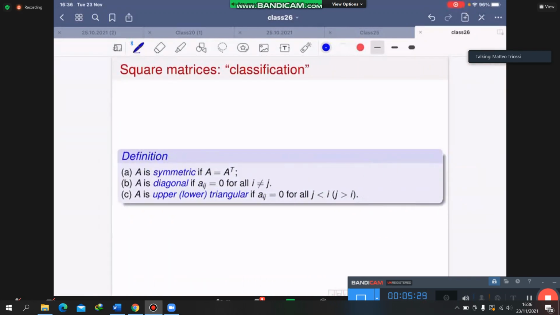Let's classify, somehow in a relevant way for us, matrices. We call a square matrix symmetric if it's equal to its transpose. What does it mean? It means that somehow the matrix is symmetric with respect to the diagonal. You can swap what's above the diagonal and what's below the diagonal, and you obtain the same matrix.